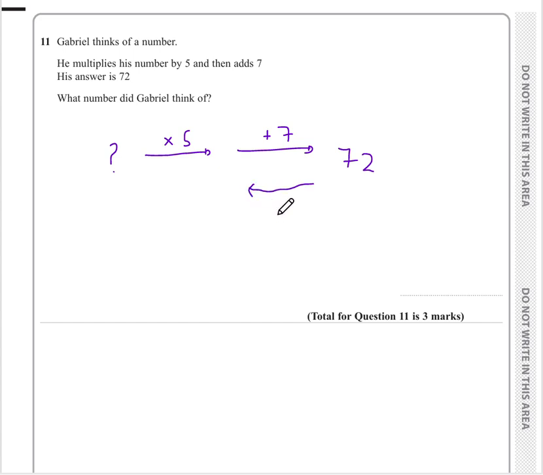So think about it like a function machine, and we're going to do the opposite, going backwards. So rather than adding 7, we're going to subtract 7, which is going to give us 65. And then we are going to divide by 5. So it's calculator paper, and put these steps into your calculator. It should give you 65 divided by 5 is 13. You'd want to just check 13 times 5, add 7, just to check you get back to 72, which you do. So his original number is 13.